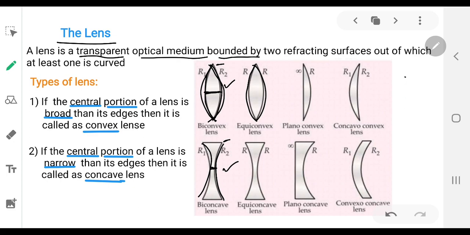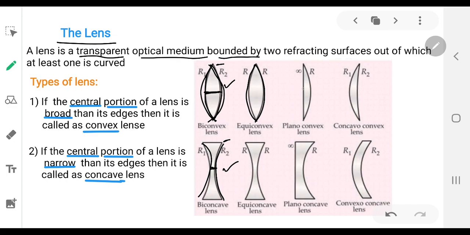See, one surface is less curved, another surface is more curved. This can also happen. Then you can say it has two refracting surfaces, a biconvex lens, but not an equiconvex lens. If the curvature of both refracting surfaces is the same, then it is an equiconvex lens.